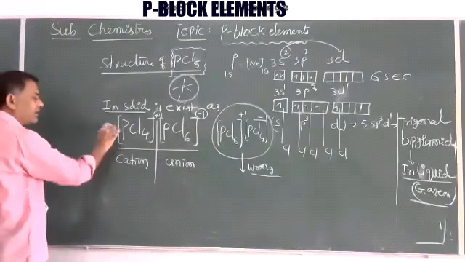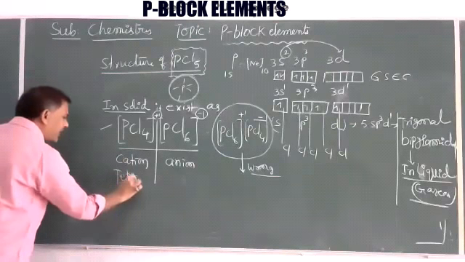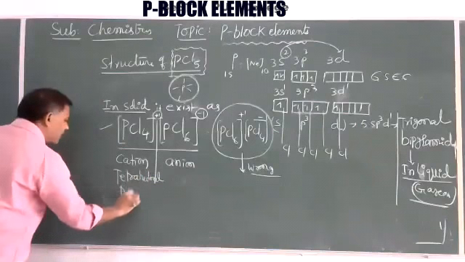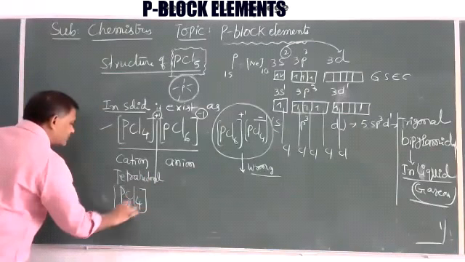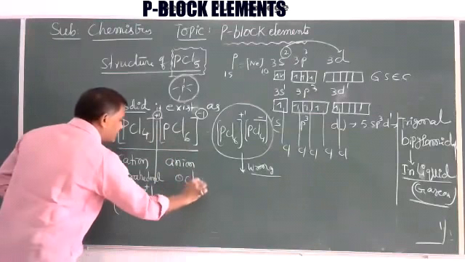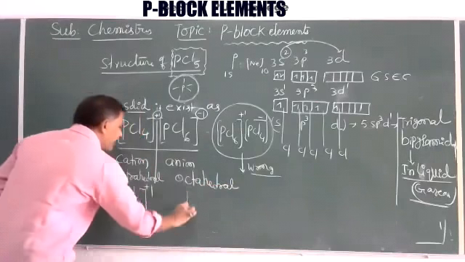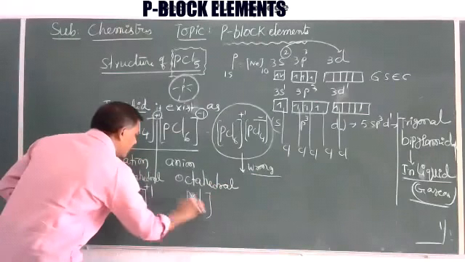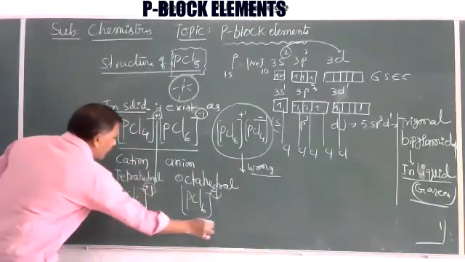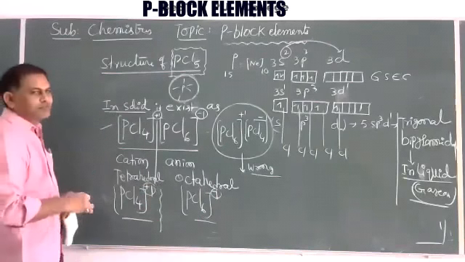In solid state, the cation has tetrahedral geometry. Very, very important. Tetrahedral form is the PCl4 plus 1. And the anion is octahedral shape, octahedral structure. That is PCl6 minus 1. Very, very important. Cation and anion, octahedral and tetrahedral structures are very, very important.